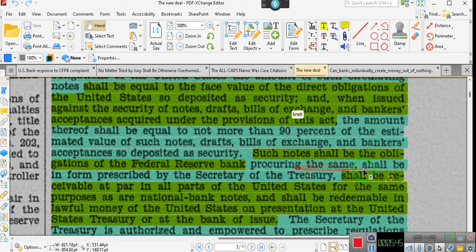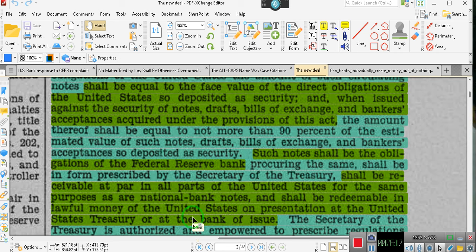Procured the same shall be in the form prescribed by the Secretary of the Treasury and shall be receivable at par in all parts of the United States, including Home Depot, Lowe's, American Express, doesn't matter where it is in the United States. It's going to be receivable by them. They can't get around that. For the same purposes as national banknotes have been replaced by Federal Reserve notes and shall be redeemable in lawful money of the United States on presentation at the United States Treasury at the Bank of Issue.